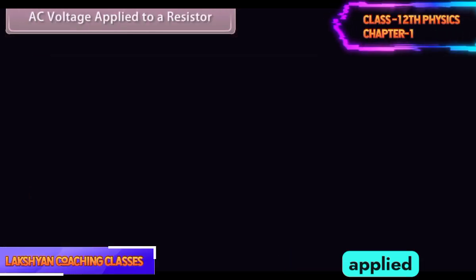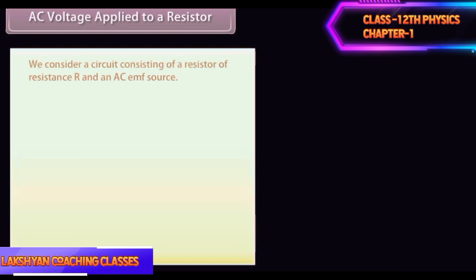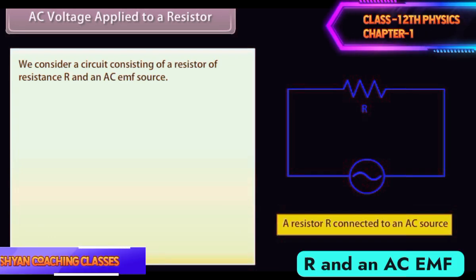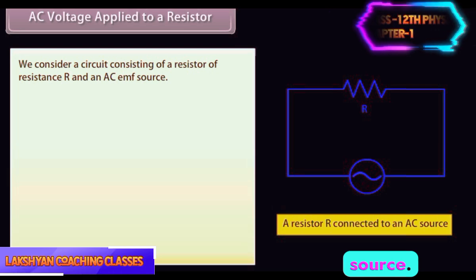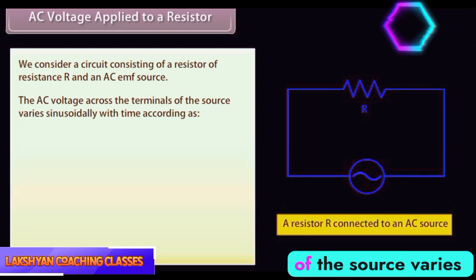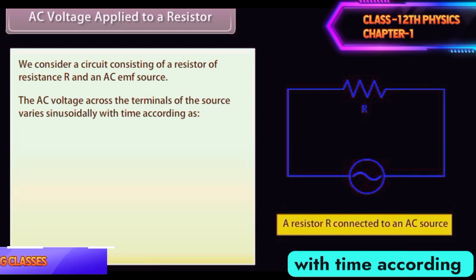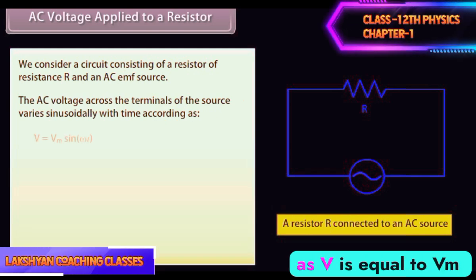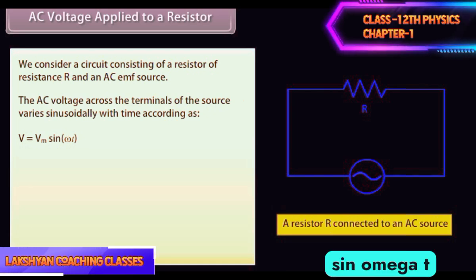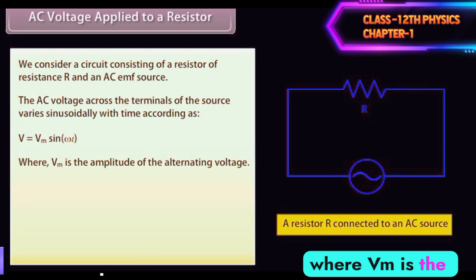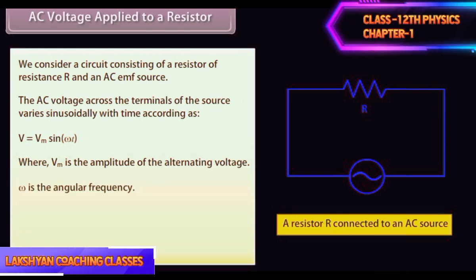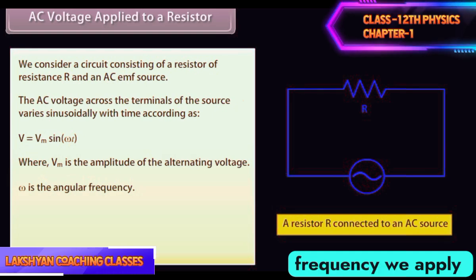AC voltage applied to a resistor. We consider a circuit consisting of a resistor of resistance R and an AC EMF source. The AC voltage across the terminals of the source varies sinusoidally with time according to V = Vm sin ωt, where Vm is the amplitude of the alternating voltage and ω is the angular frequency.